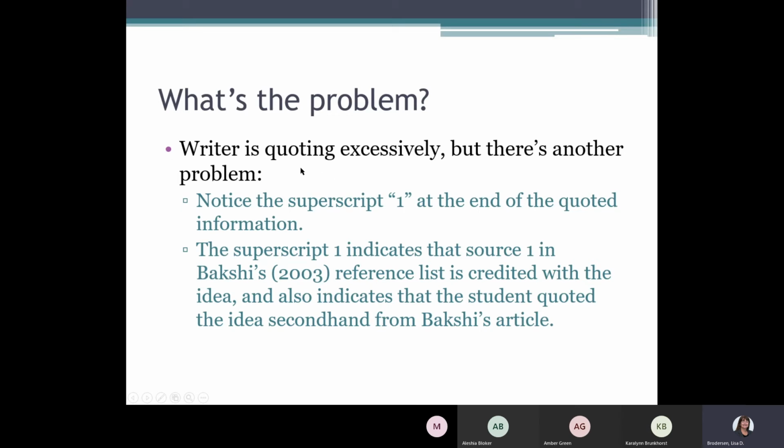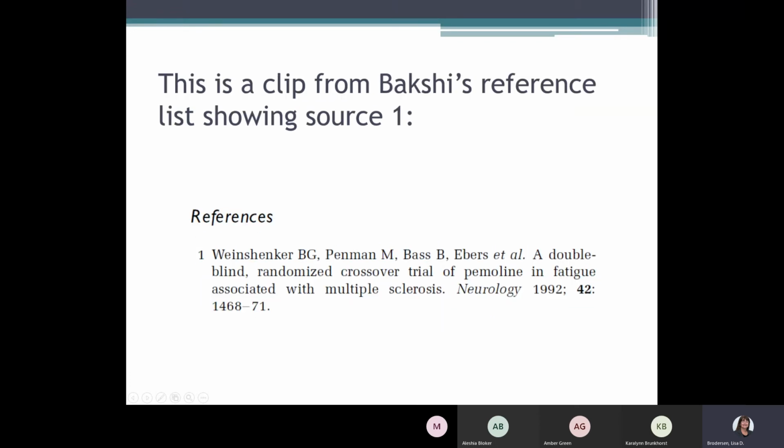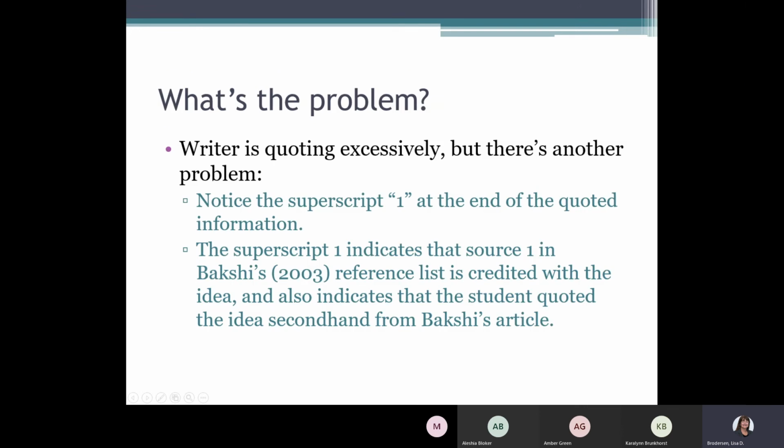Anytime you have two quotes back to back like that from a source, you should think that maybe you're quoting too much. One quotation per page, depending on the preference of your instructor, would be probably all the quotes you should include in a paper. Some instructors would prefer that you not include any quotations at all. Okay, so anyway, I wanted you to notice the superscript 1 at the end of the quoted information.